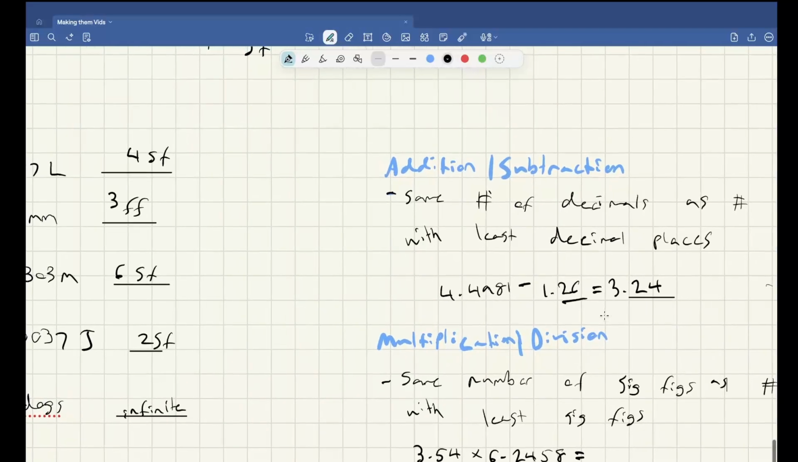Right, so it's very similar with multiplication and division. The answer has the same number of sig figs as the number with the least sig figs. So what that means is, I'm going to plug this into my calculator, so 3.54 times 6.2458 equals 22.110132. But 3.54 has 3 sig figs, right? And since this has 3 sig figs, we need to make our answer also 3 sig figs. So this would actually be 22.1. And this is how you do sig figs.